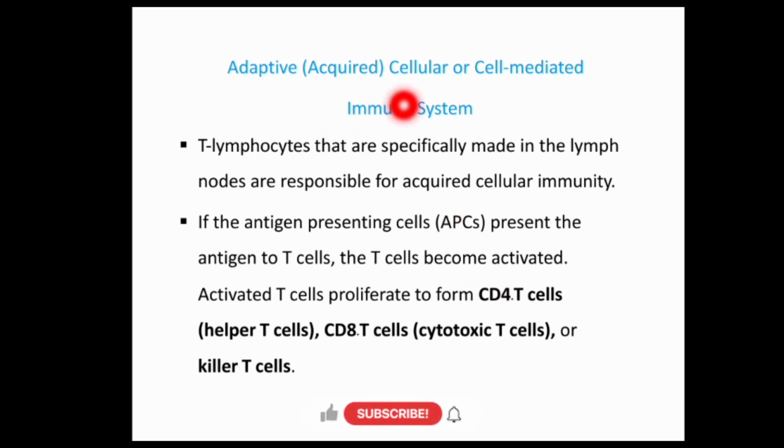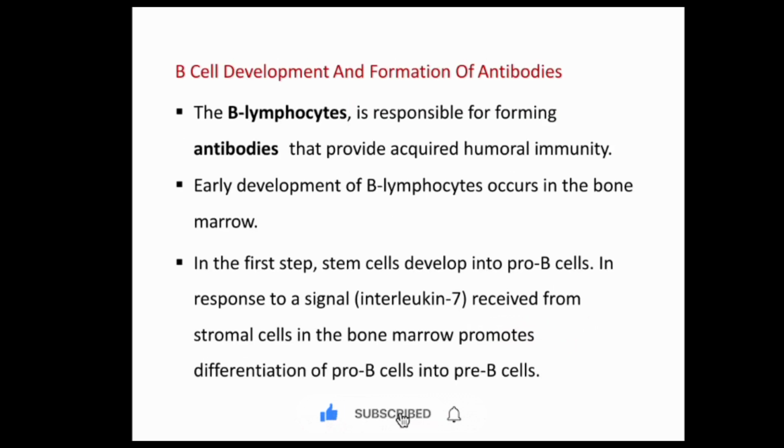Coming to the adaptive acquired cellular or cell-mediated immune system, that involves T lymphocytes. The T lymphocytes are specifically made in the lymph nodes and are responsible for acquired cellular immunity. If the antigen presenting cells present the antigen to a T cell, the T cell becomes activated. Activated T cells proliferate to produce CD4 T cells, CD8 T cells and killer T cells.